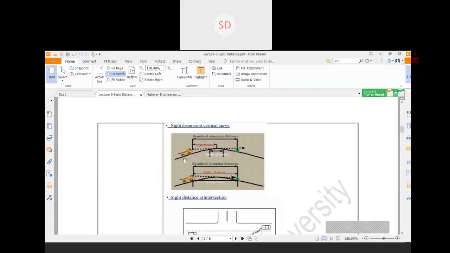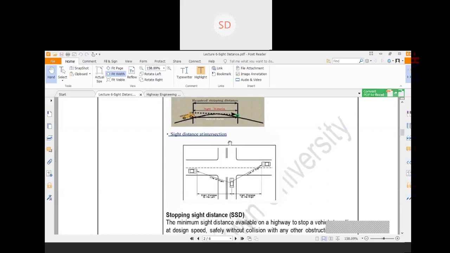Now in the vertical curves, suppose this vehicle is there, because of the vertical curve the sight distance of the driver may be blocked. Then sight distance at intersections. This is an intersection. There are different vehicles coming from different directions. Suppose some building or some structure is there. For that reason also the eyesight of the driver may be blocked.